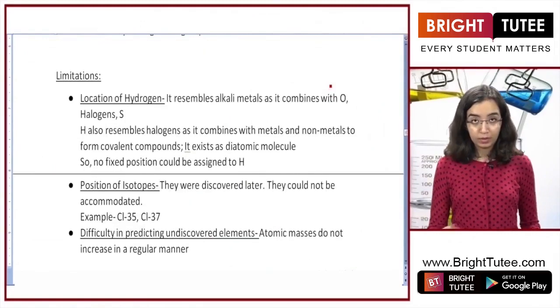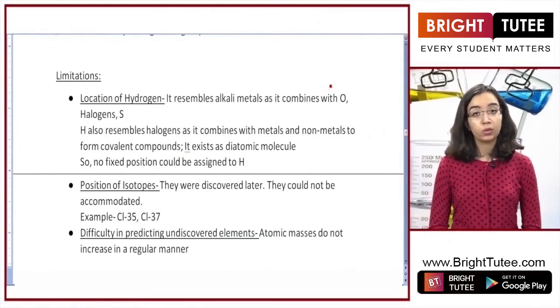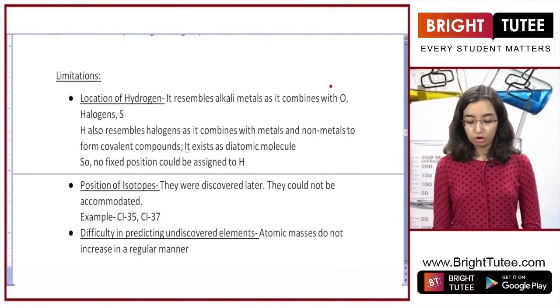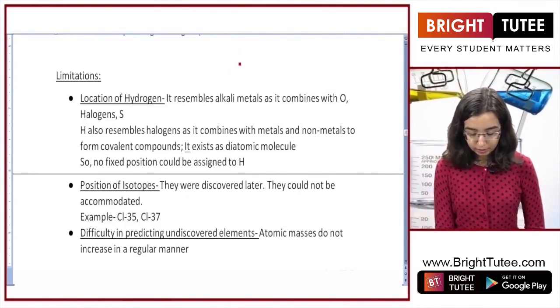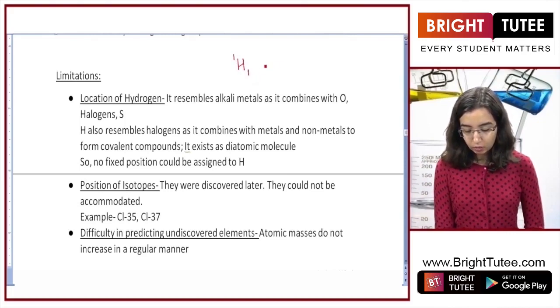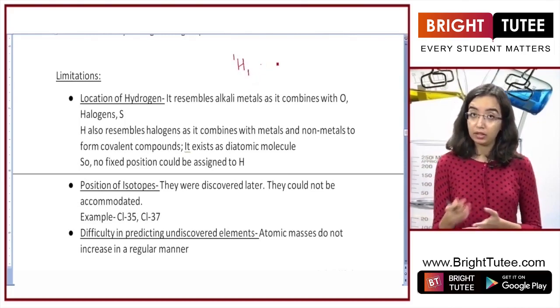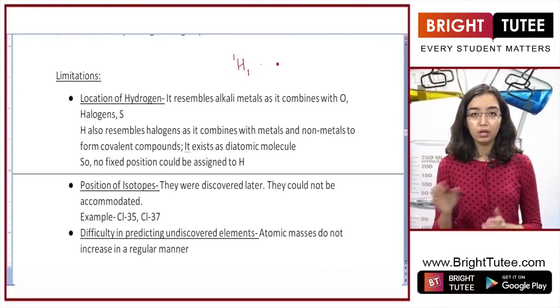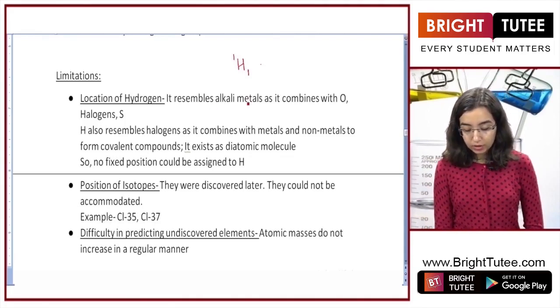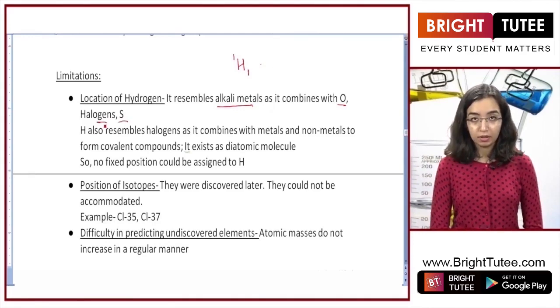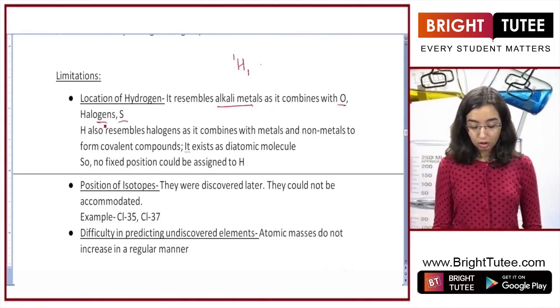But it did have its own limitations, of course. The first limitation was the location of hydrogen. Now, hydrogen, as you know, has atomic number 1. Because hydrogen has only one electron, it can either give it or it can also take one electron to get a stable first shell K with 2 electrons. Now it resembles alkali metals as it combines with oxygen, halogens and sulfur because it gives away its electron. But it also resembles halogens.